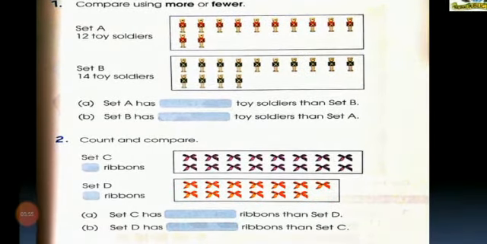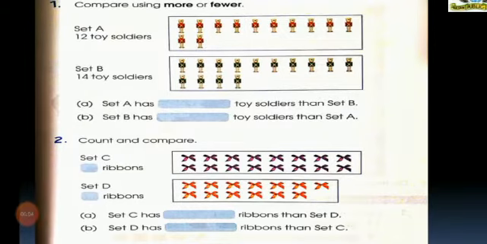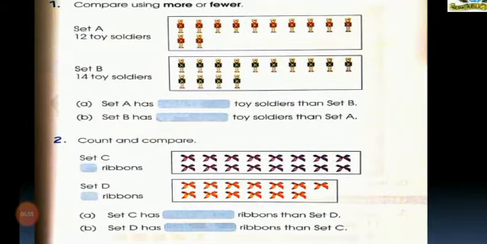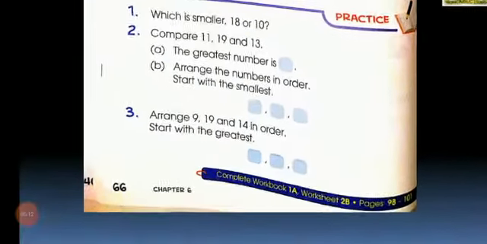Likewise, we have to write here count and compare. Set C has dash ribbons and set D has dash ribbons. Count all the ribbons and write the numbers here. And as we have done the first question, do it like this. Turn to the next page.